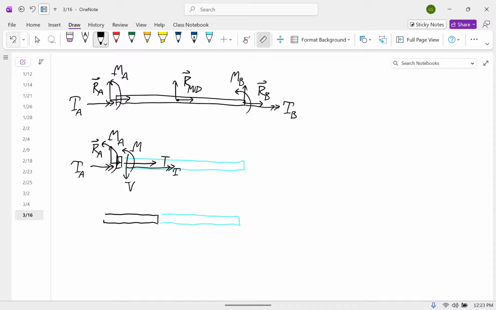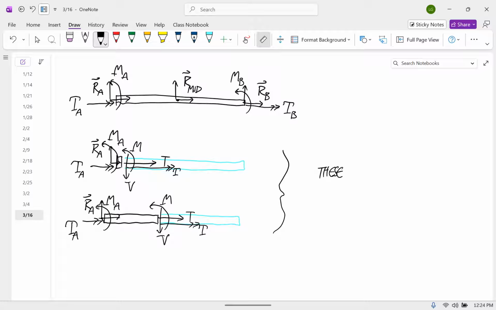And here we have RA, MA, torque A, and the internal loads. Okay, these free body diagrams are the same. And both of these are happening before the midpoint, right? Right, exactly.